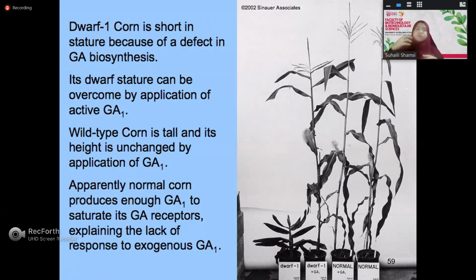So when you supply exogenous gibberellic acid, it won't cause any significant effect, because the receptor is already full or saturated with the original gibberellic acid, right? So the exogenous gibberellic acid cannot bind to the receptor anymore and cause any changes. So the experiment, in conclusion, we can say that gibberellic acid also supports growth and development of a plant.